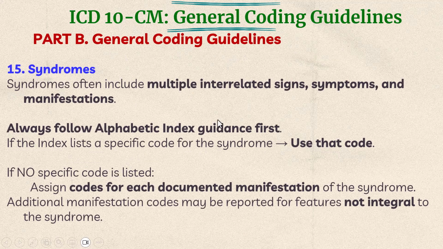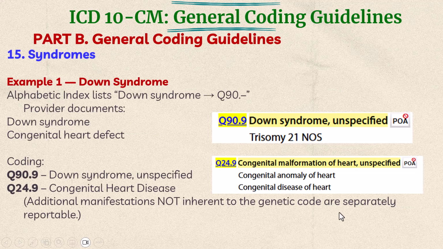Number 15, syndromes. Syndromes often include multiple interrelated signs, symptoms, and manifestations. Always follow alphabetic index guidance first. If the index lists a specific code for the syndrome, use that code. If no specific code is listed, assign codes for each documented manifestation of the syndrome. Additional manifestation codes may be reported for features not integral to the syndrome. So let's see some examples.